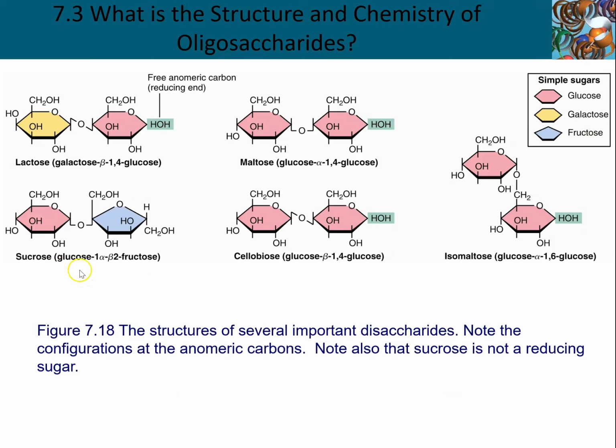Sucrose, which we have over here in the bottom left corner, you can see that both the anomeric carbons are binding each other via glycosidic linkage. Therefore, there are no free anomeric carbons, and this is a non-reducing sugar, unlike our free anomeric ends, which we have over here highlighted in green, for lactose, maltose, isomaltose, etc.